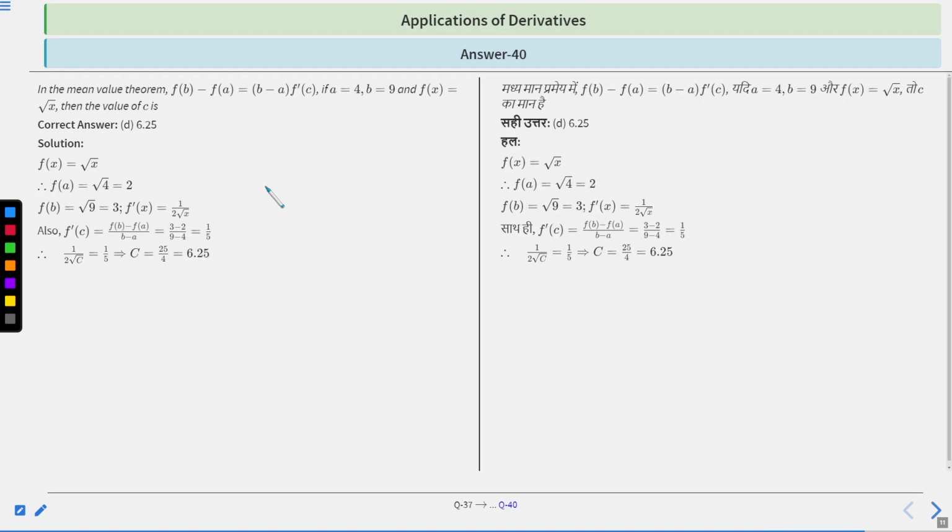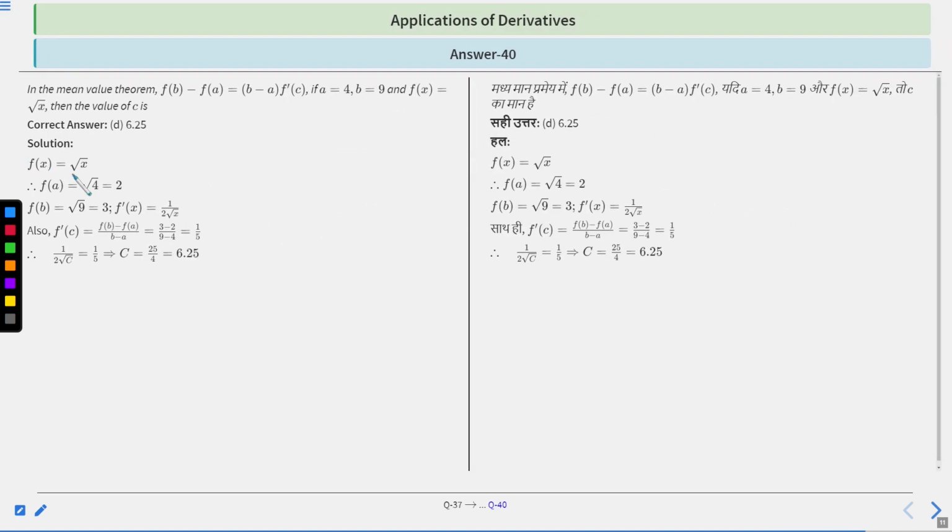Okay, let's move to the solution part. Since f(x) is equal to root x, therefore f(a) is equal to 2 and f(b) is equal to 3. Now let's calculate f dash x. f dash x is 1 by 2 root x. So there must exist at least one c such that f dash c is equal to f(b) minus f(a) upon b minus a. So f(b) is 3, f(a) is 2, and 9 minus 4, which is 1 by 5.